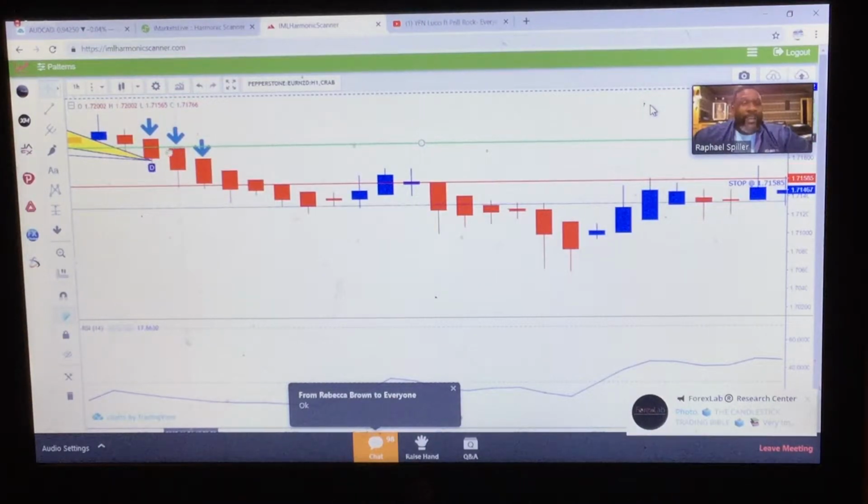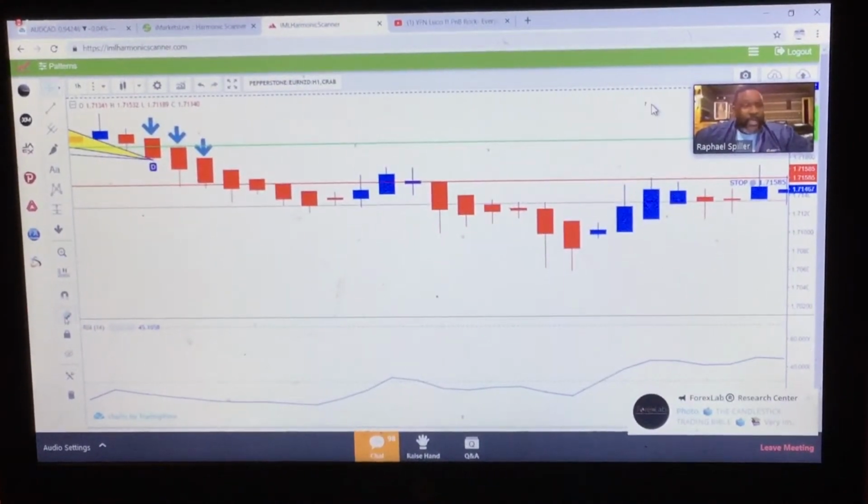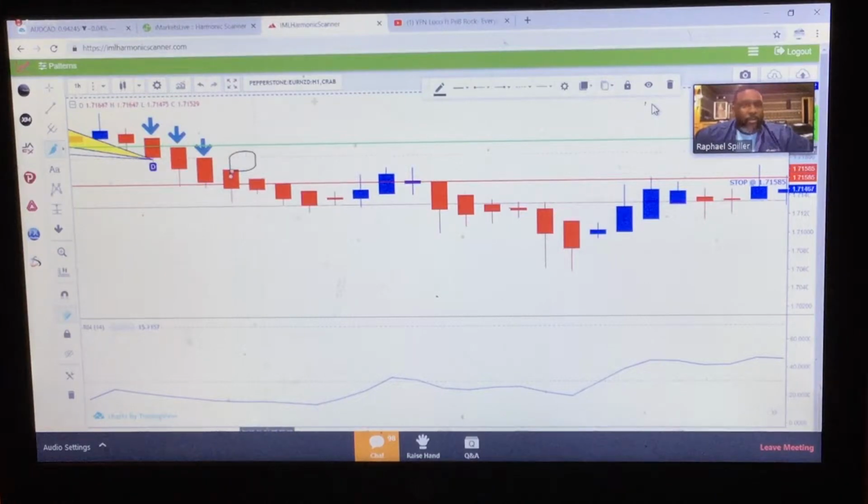And notice how it's flat on the top. These being flat on the top, guys, I want to make sure that you get this, are showing you that these are indications that the candles are moving in momentum to the sellers.